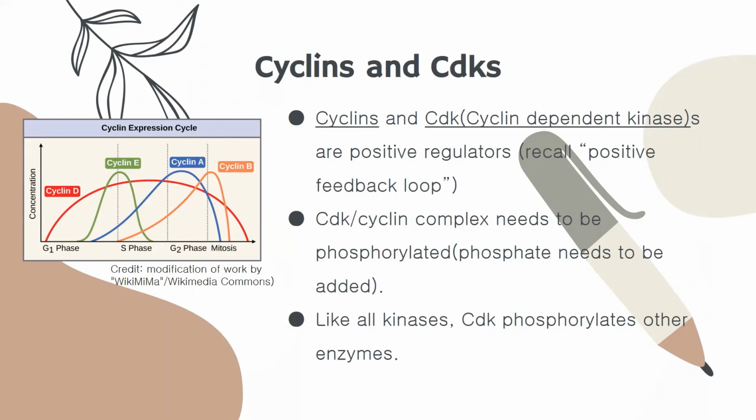And then the CDK-cyclin complex needs to be phosphorylated in order to be activated to phosphorylate other things. The definition of kinase is an enzyme that phosphorylates other enzymes. So obviously CDK is one kind of kinase, and it will serve to phosphorylate other proteins to send out a signal and possibly amplify it. The concentrations of different kinds of cyclins are different for each distinct phase, and it's important to note that.